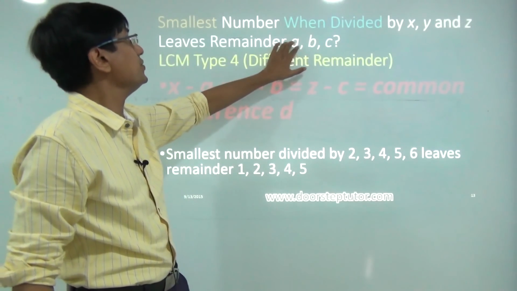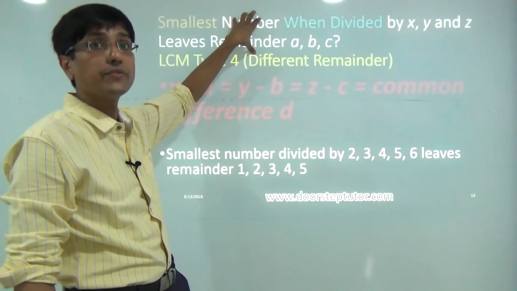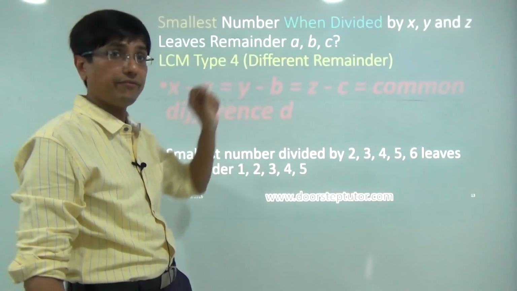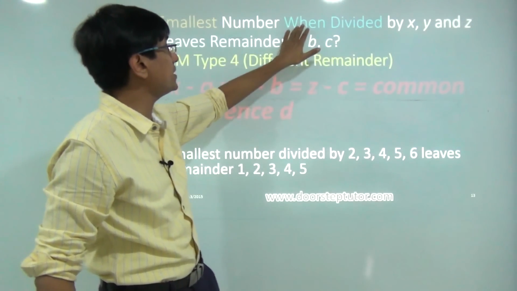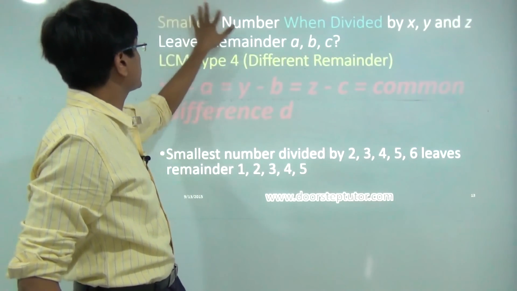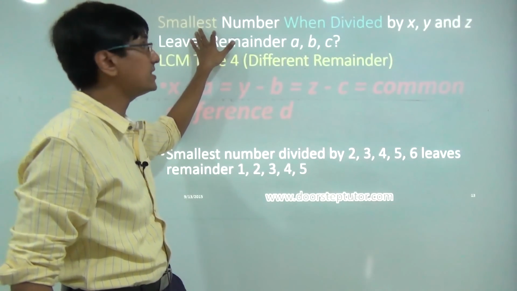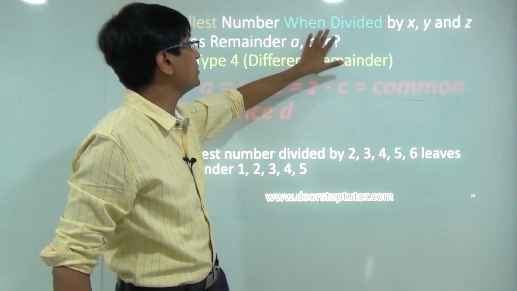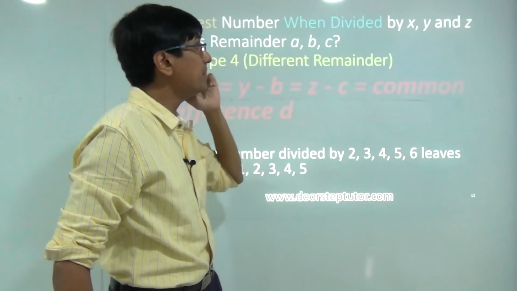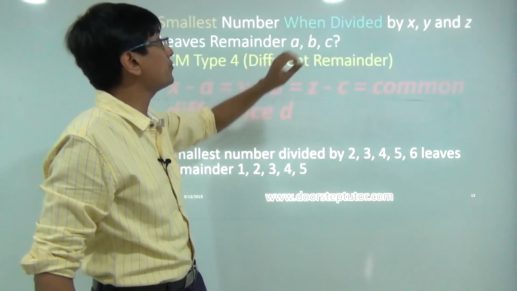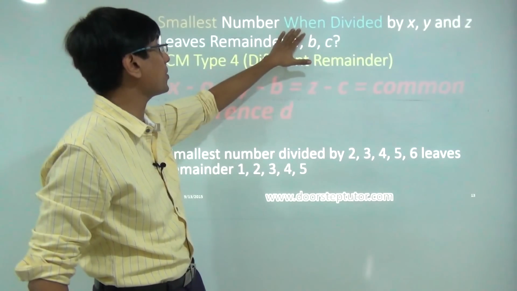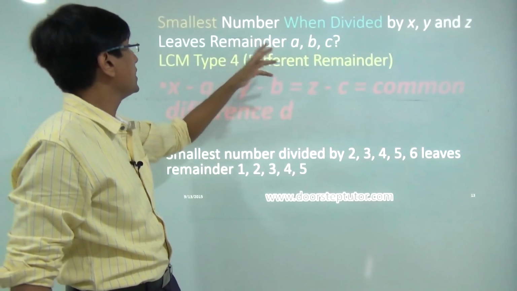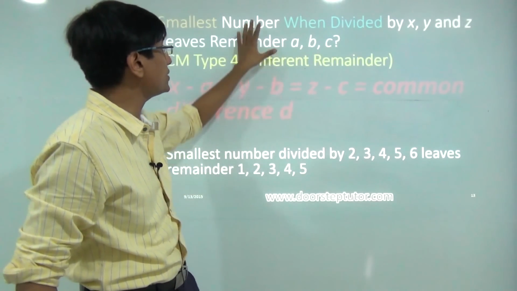As soon as you get this kind of problem, the first thing you should check: there is a smallest keyword here, so this might be an LCM problem. Second, when divided, which means I have been asked to find a multiple, so it's not a factor problem. And third, it has different remainders. So you notice these three things.